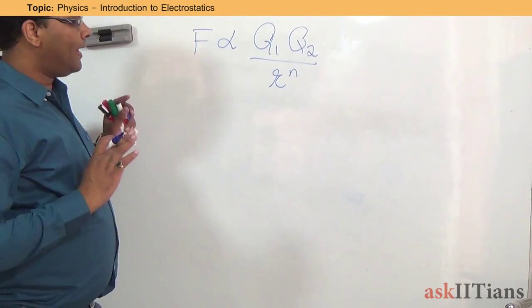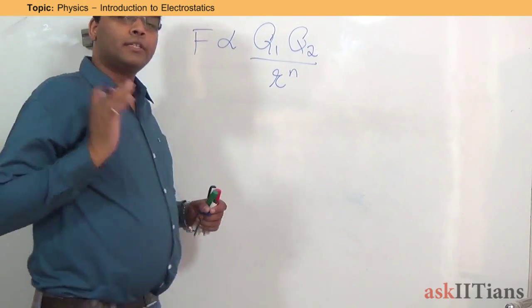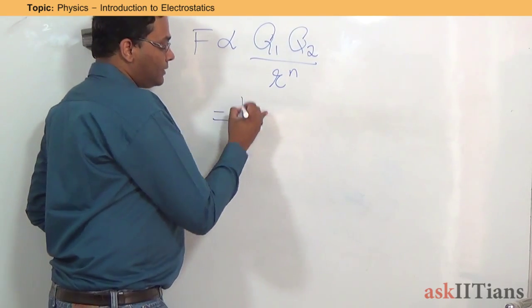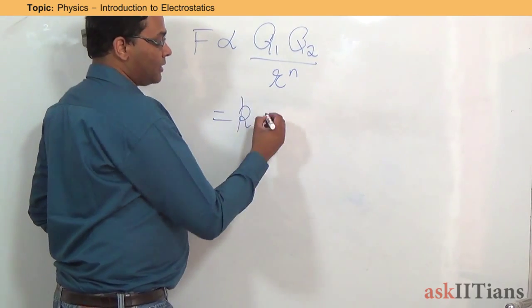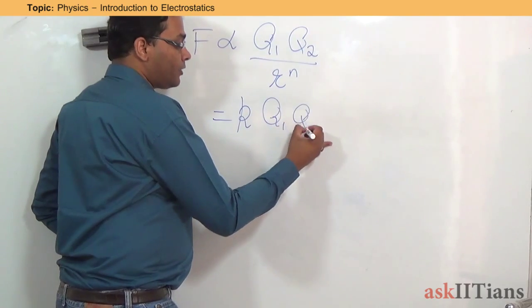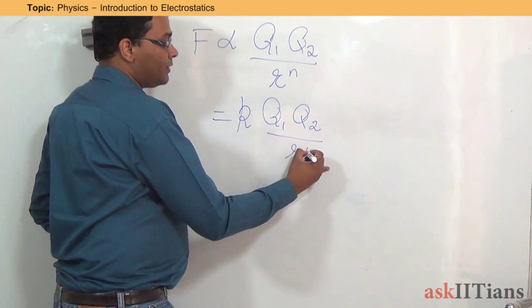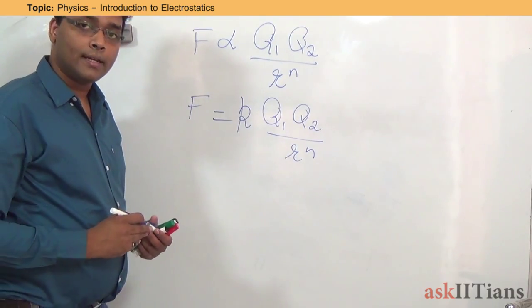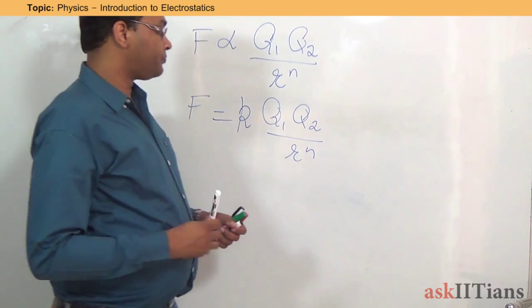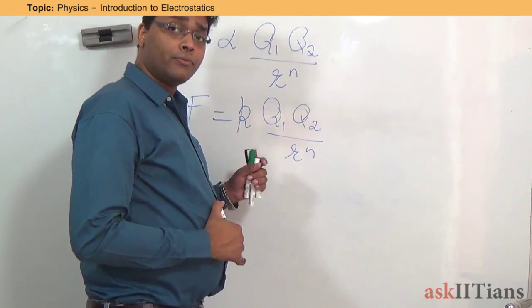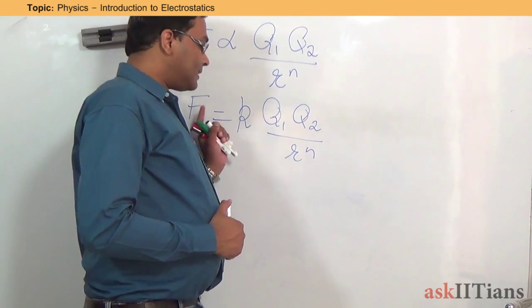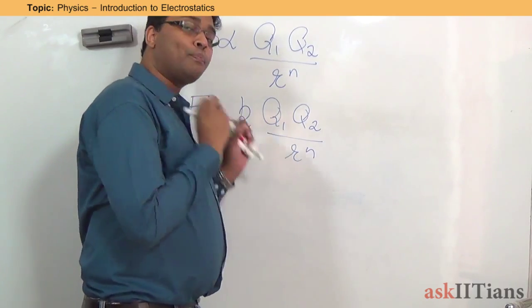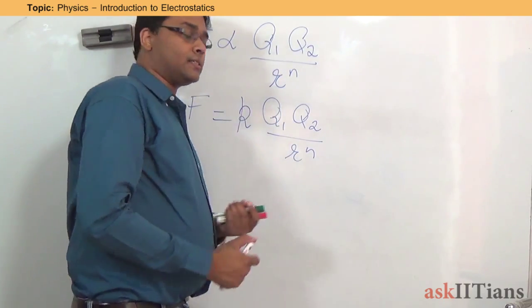So when I am saying that force is proportional to Q1 Q2 divided by r raised to the power n, and if I remove the proportionality constant and say K is the proportionality constant, so K Q1 Q2 divided by r raised to the power n, this is the value of the force that we have. Now, you can see that force is inversely proportional to r raised to n.